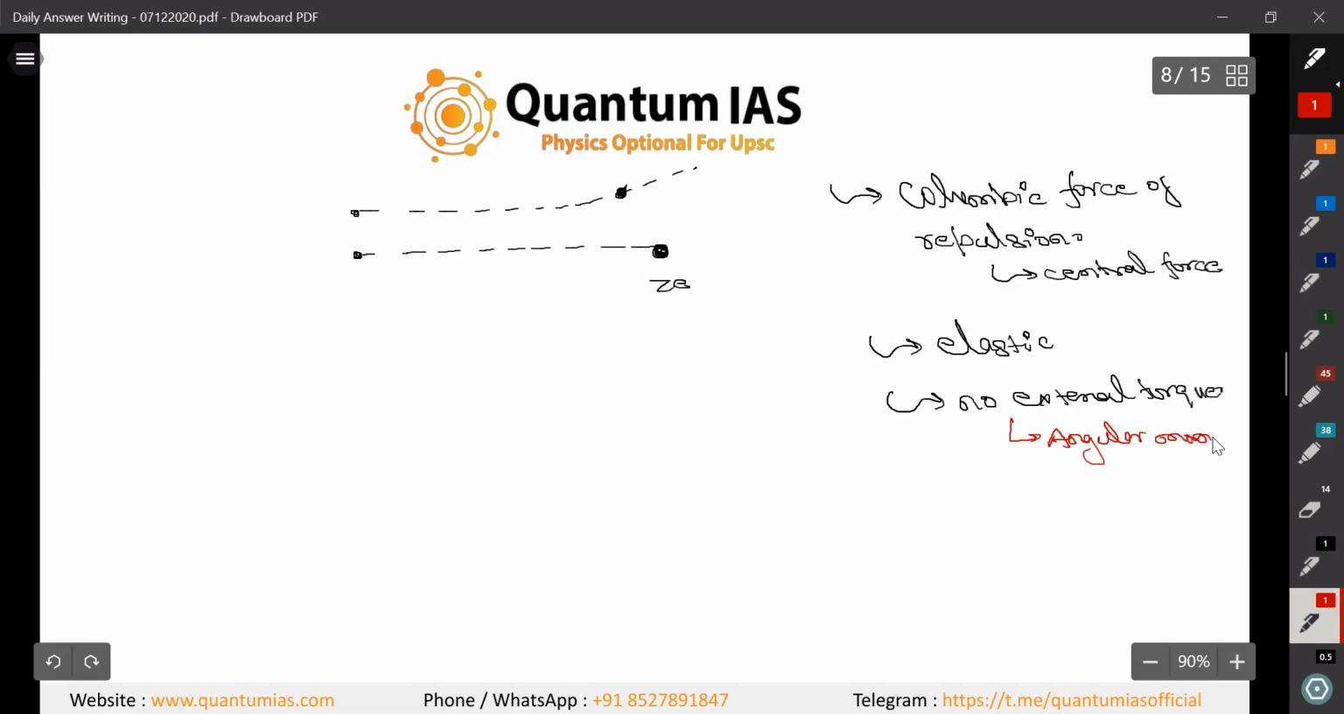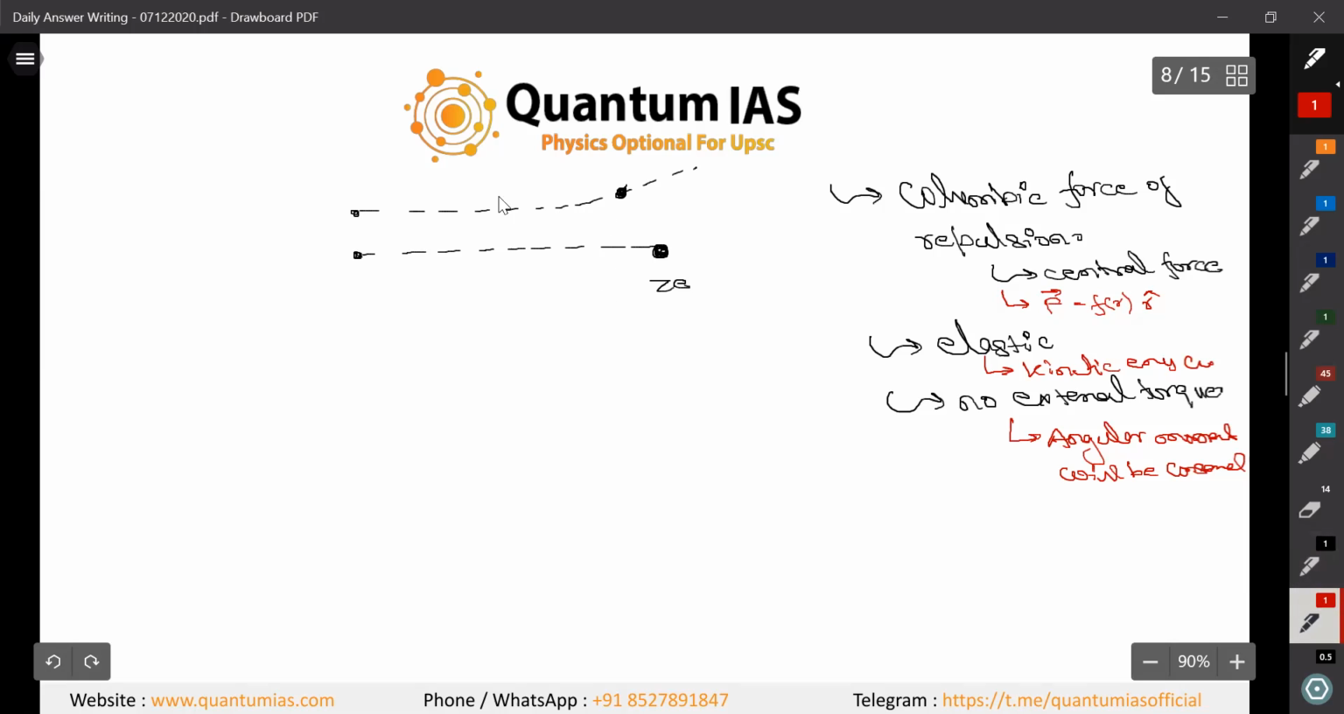Angular momentum will be conserved. Elastic, then what? Kinetic energy is conserved. And for a central force, we can write F as F(r) r cap, right? And if it is a central force, it will have no external torque. So these are the things that we know. Okay, so what happened?